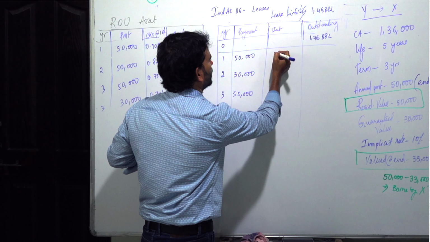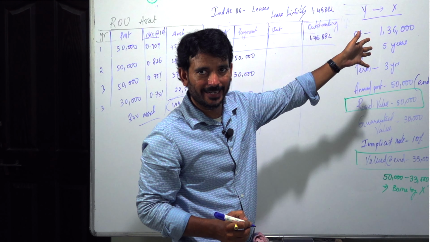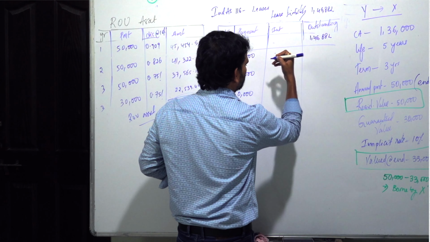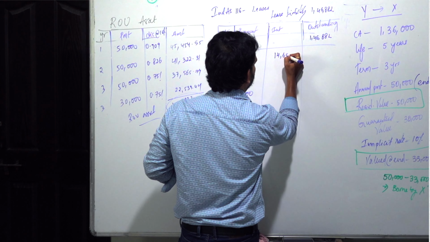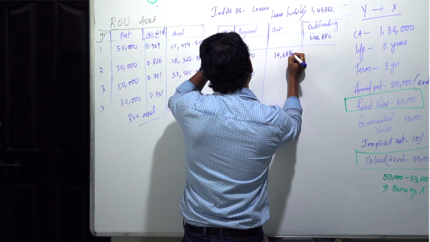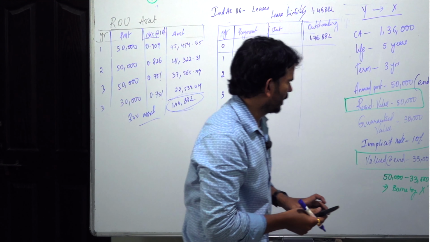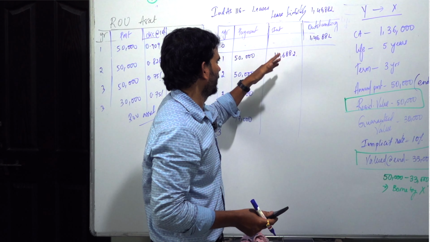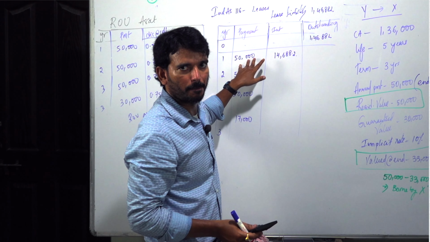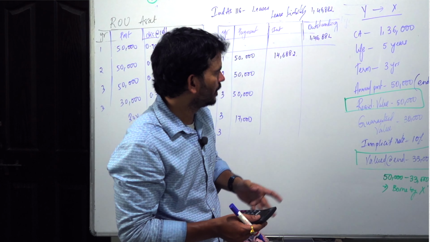For this interest, what will be the interest? 1,46,882 is the interest base. So from that you take 10%, 14,688.2. So that will be the interest. Now reduce payment 50,000, reduce this interest from your payment. So you will be getting the principal portion that we paid to the lessor.